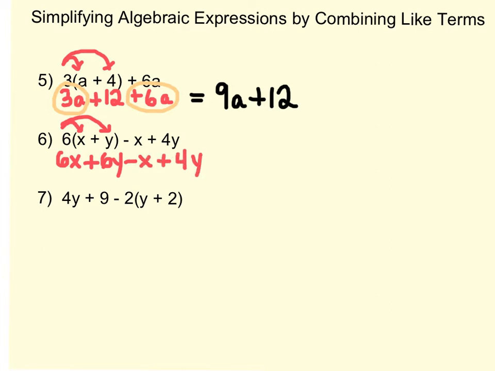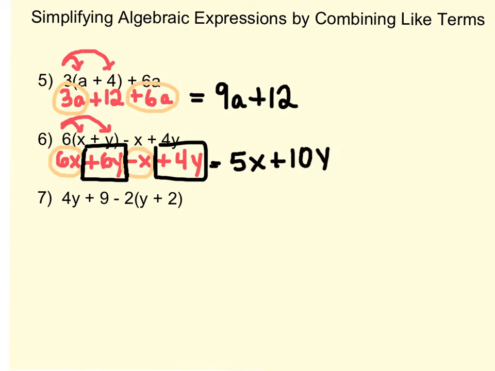Now let's go through and look for our like terms. We have a 6x and a minus x. And then we also have a plus 6y and a plus 4y. If we first combine what we circled, we have 6x minus 1x, which is 5x. And then 6y plus 4y is positive 10y.